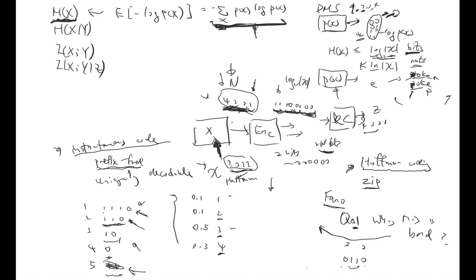So therefore, Huffman is doing something like that. It will basically merge the two smallest probabilities among all the outcomes here. Let's say these two are the minimum, then you just combine them together.